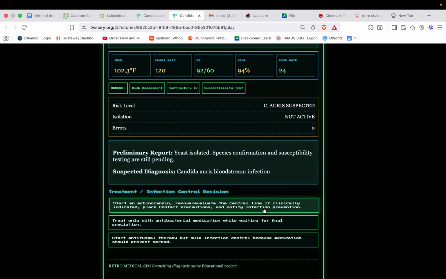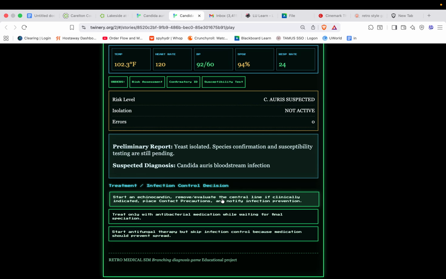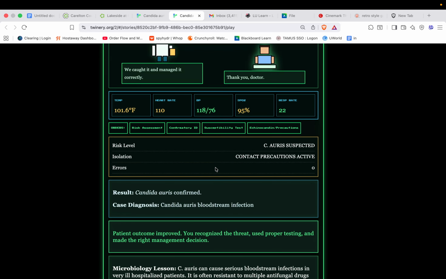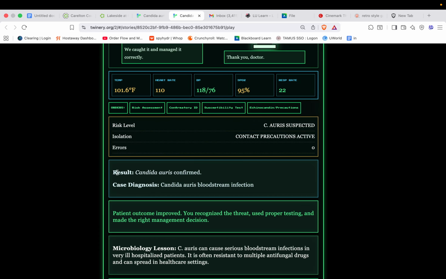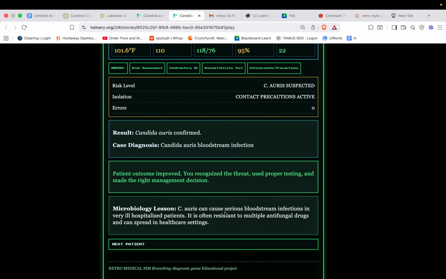Contact precautions are important because Candida auris spreads easily in healthcare settings. The patient vital signs improve after proper treatment and infection control. So we'll click this one. And the result is that Candida auris is confirmed. Patient outcome improved. You recognize the threat, used proper testing, and made the right management decision.